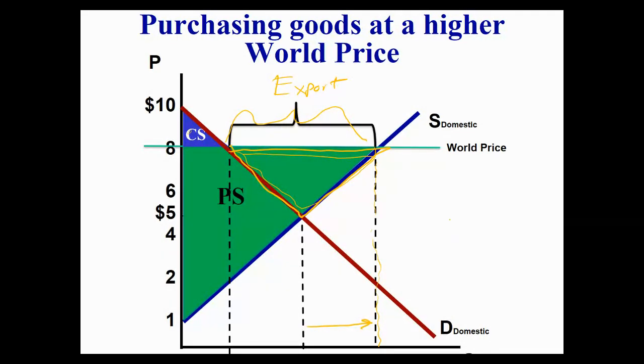So when the world price is greater than the domestic price, we're going to export. When the world price is less than the domestic price, we import. Gosh, I don't know why that keeps making those lines like that.